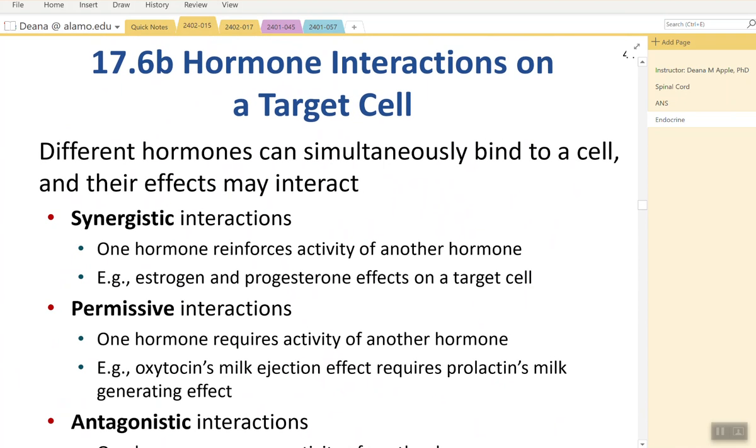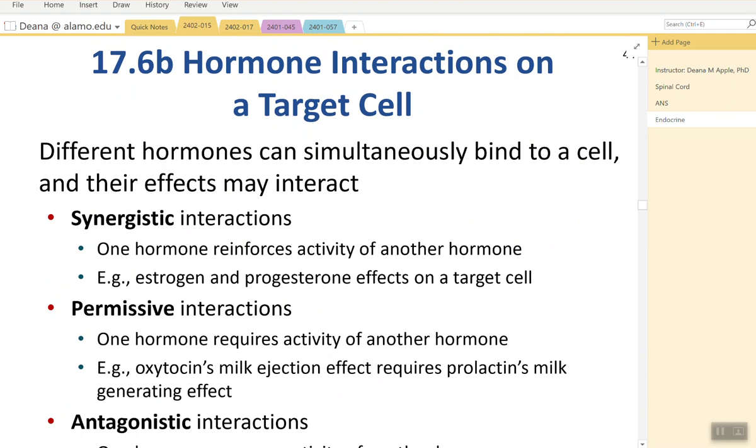Hormones can have multiple different effects at the target cell. So you can have hormones that are working in synergy with each other, so they're adding together to increase the effectiveness of whatever process they're trying to initiate. So one hormone will reinforce another. So like estrogen and progesterone typically reinforce each other.